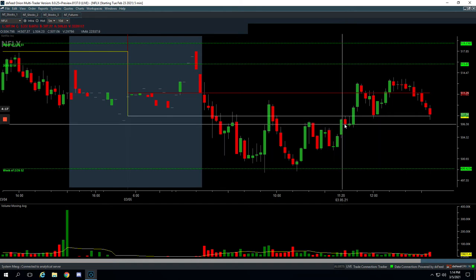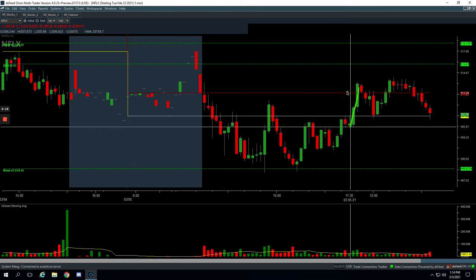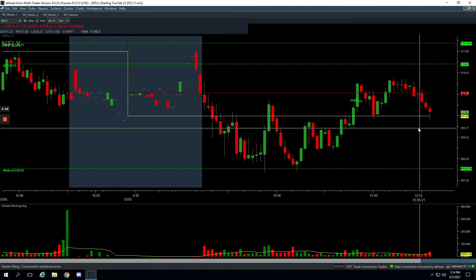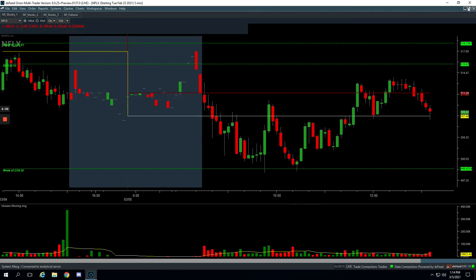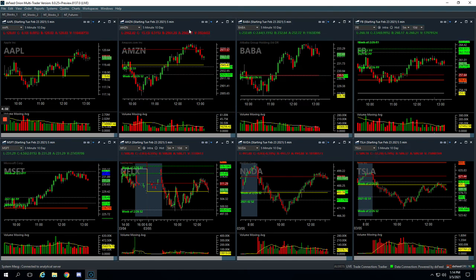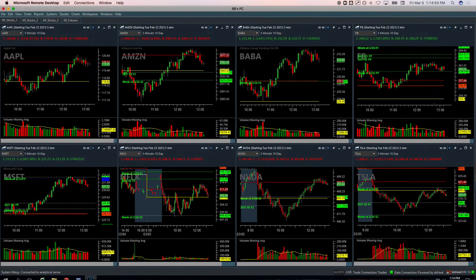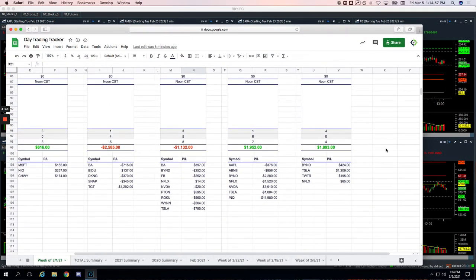You know, I just had a couple contracts left and finally it pushed up and I closed out, I think right around this area here, and just booked a small profit of 65. So just kind of scratched that one after taking a little bit of heat. So all in all, good day, plus $2,303.50. Let me bring my sheet back here and I'll recap the week.